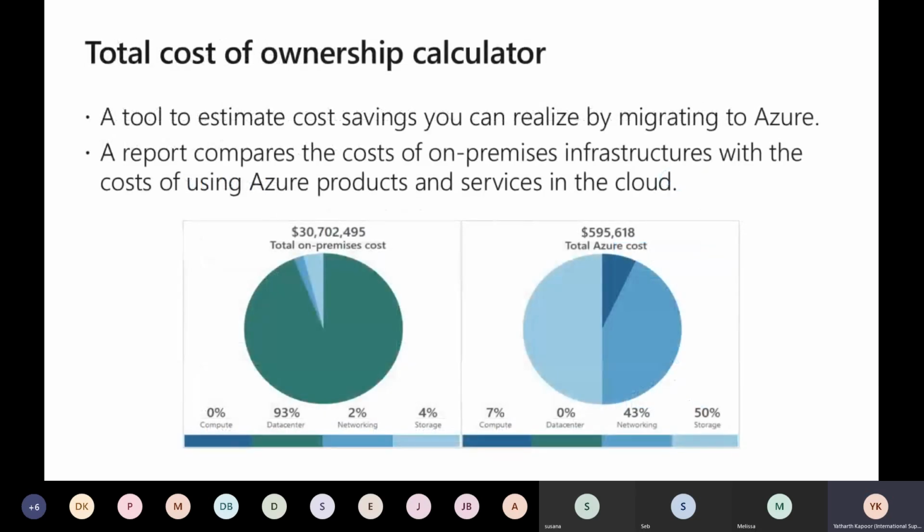So there's another calculator that we have. I'll show you guys the calculators tomorrow. The total cost of ownership, the TCO calculator. What's the cost of using some services on-prem, and what's the comparative cost on the cloud, and how much less are you paying basically on Microsoft Azure? So this is a pretty handy tool as well.